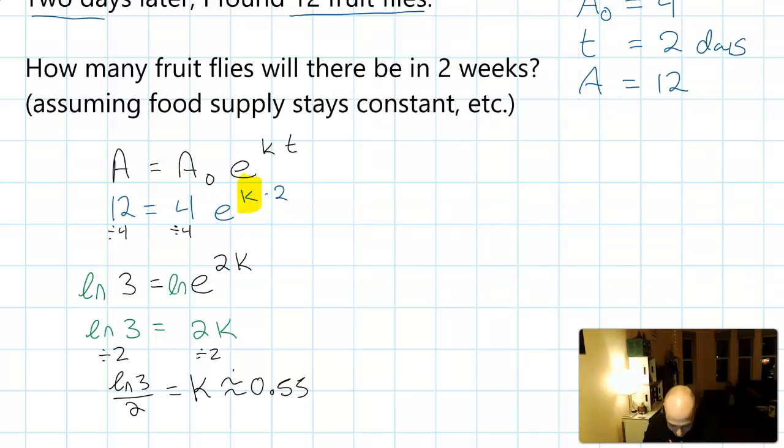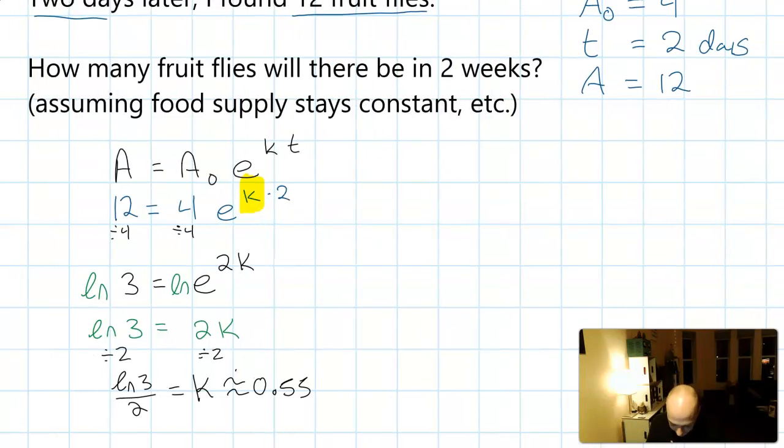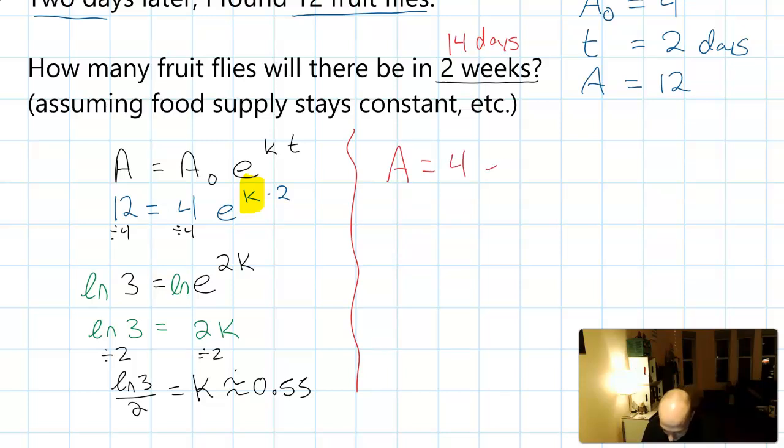All right, so we know this k value now. We want to know how many fruit flies there will be in 2 weeks. Well, 2 weeks is 14 days. So to answer the second question, we need to rebuild the model. A equals, well, the initial amount was still 4, e, we now know k is 0.55, and t is now 14.